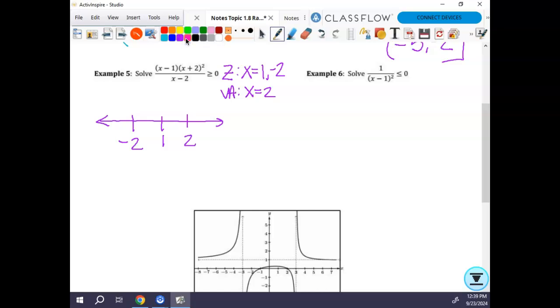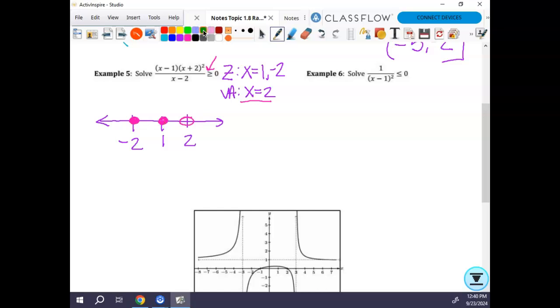What do I know for sure is open? The vertical asymptote. This 2 is open no matter what. This says greater than or equal to, so the 2 zeros, those are closed. Everybody good with that? Because that's important that we know how to figure that part out.